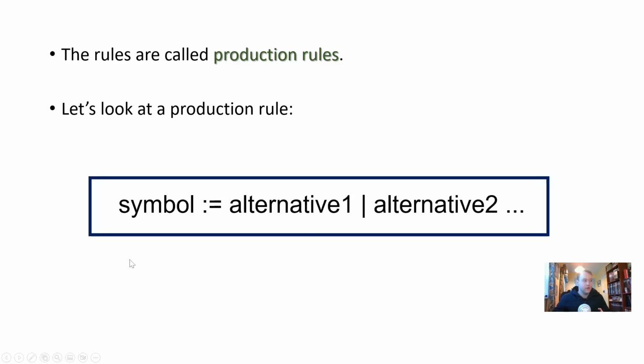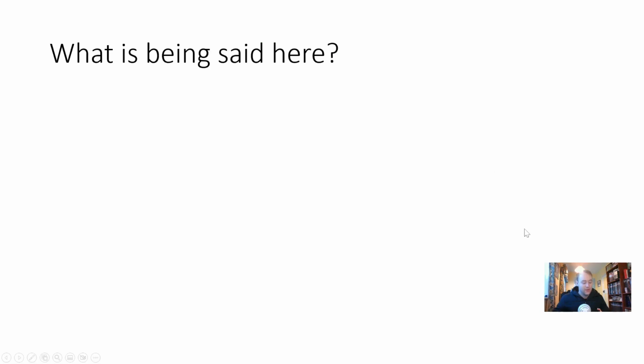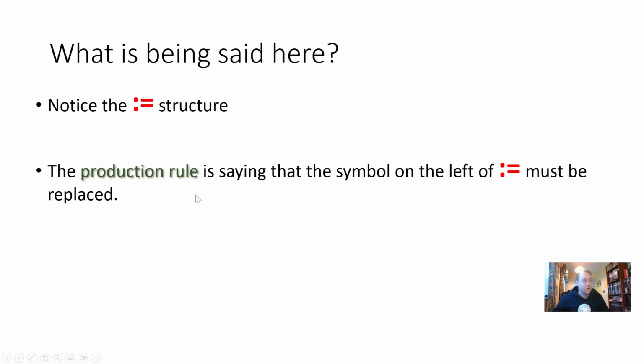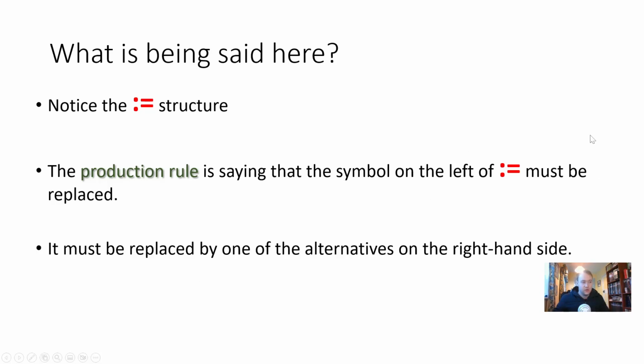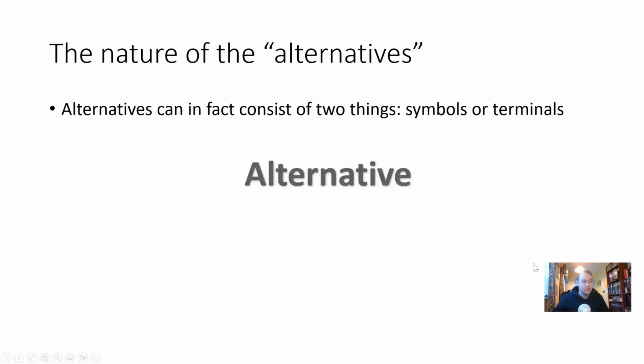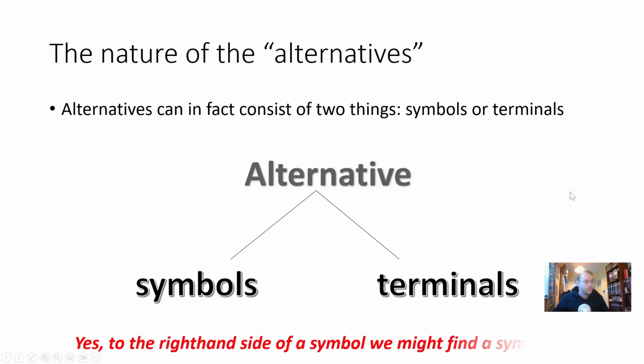Let's look at a production rule. There it is. Symbol. That's where the symbol would be. Colon equals alternative 1, vertical line, and then alternative 2. Okay, so we have alternatives either side of this vertical line. It's not the pipe operator from JMESPath. So what's being said there? Notice the colon equals. The production rule is saying that the symbol on the left must be replaced by one of the alternatives on the right-hand side. And we separate the alternatives with the vertical bar. Alternatives can in fact consist of two things, symbols or terminals. So that means on the right-hand side of a symbol, we might find another symbol.